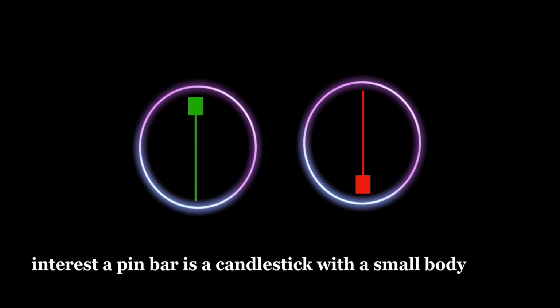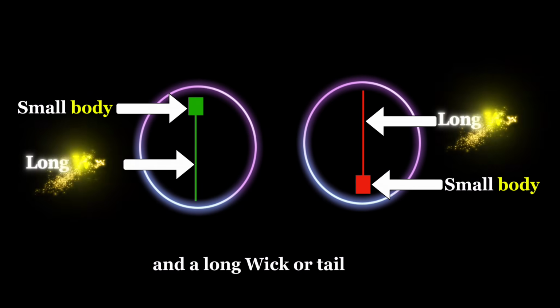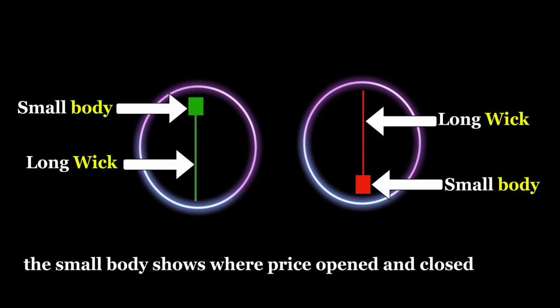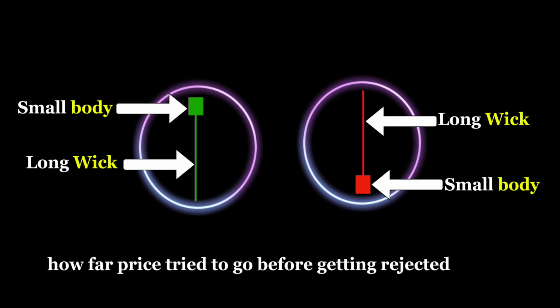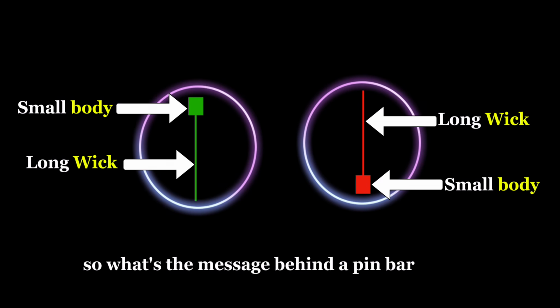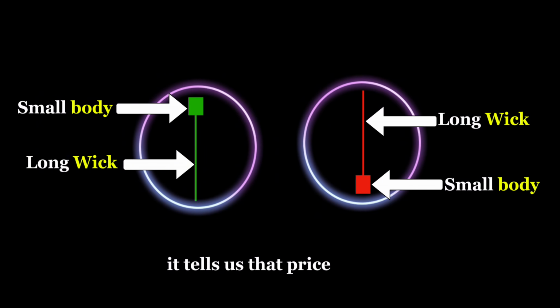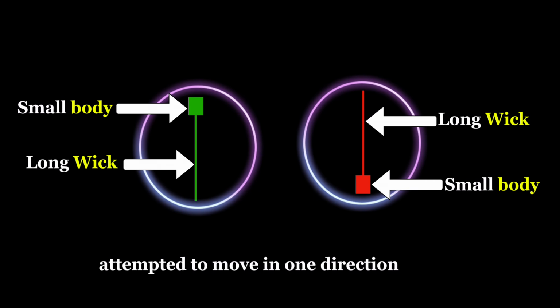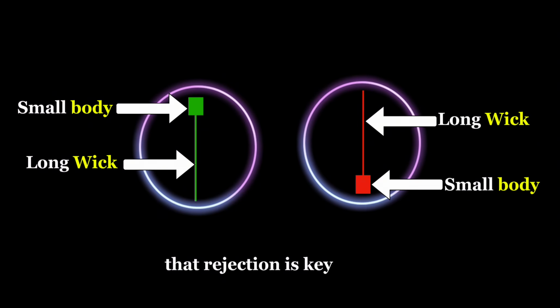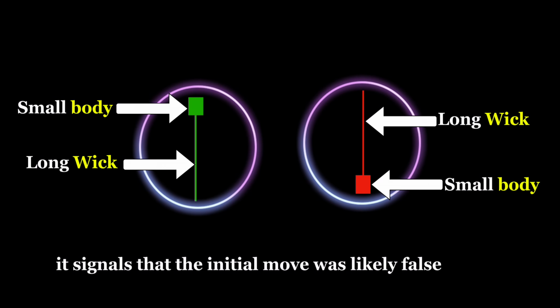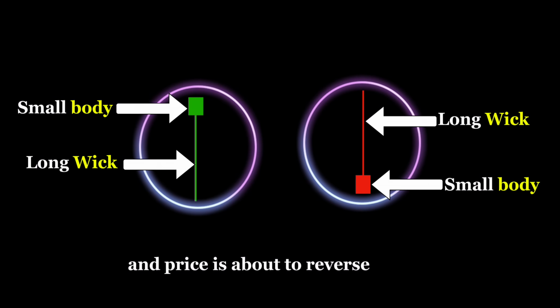A pin bar is a candlestick with a small body and a long wick or tail. The small body shows where price opened and closed during the candle's time frame. The long wick represents how far price tried to go before getting rejected. So what's the message behind a pin bar? It tells us that price attempted to move in one direction, but was quickly shut down by strong opposing pressure. That rejection is key. It signals that the initial move was likely false and price is about to reverse.